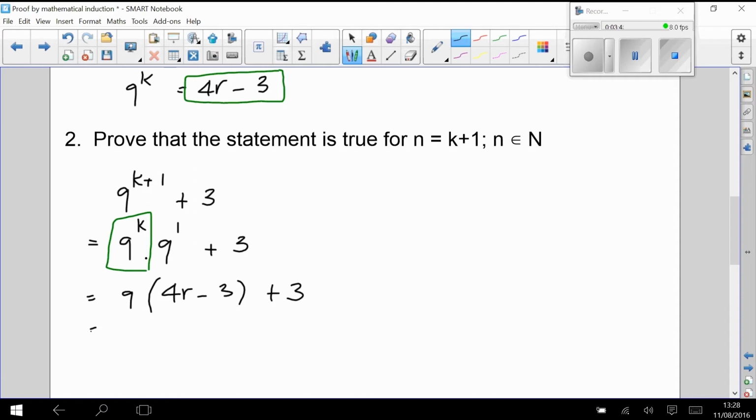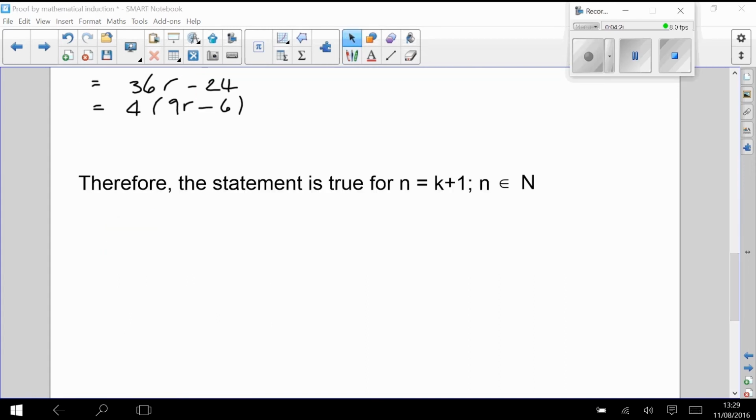By distributing the 9 into its bracket, I'm going to get 36r minus 27 plus 3, and that is going to be 36r minus 24. If I take out a common factor of 4, I have 9r minus 6 in my bracket. Well, if I've got a number like 9r minus 6, and it's times by 4, it means that that whole number must be divisible by 4. In other words, I have proven that the statement is true for n is equal to k plus 1.